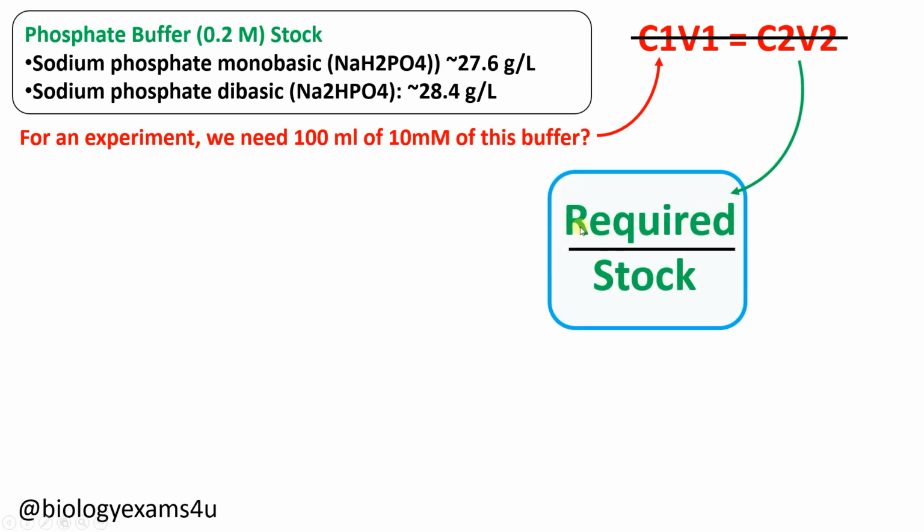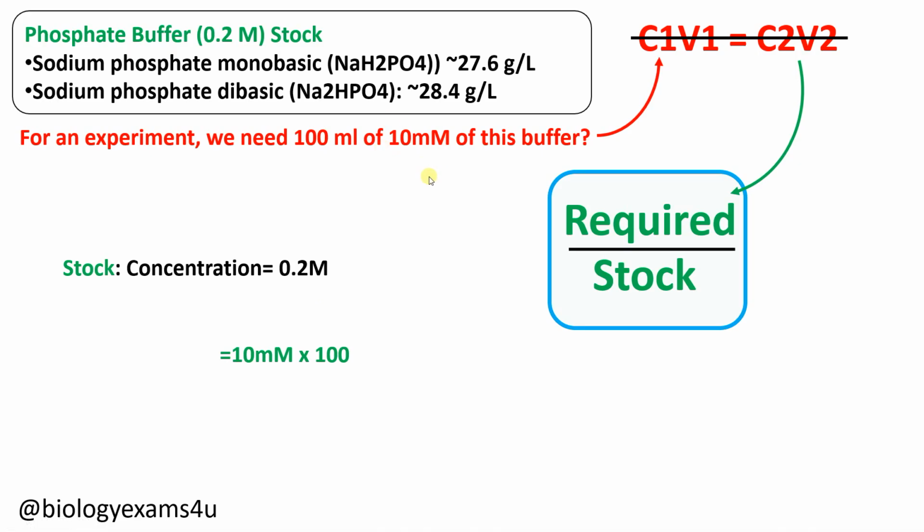The equation is: whatever is required, divided by stock. Let me repeat: whatever is required by stock. Now let us substitute the values. Here the requirement is 10 millimolar, and we need 100 ml. So these are the requirements. The stock concentration is 0.2 molar, but we require millimolar concentration.